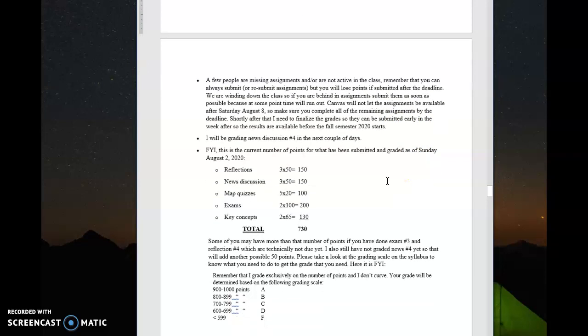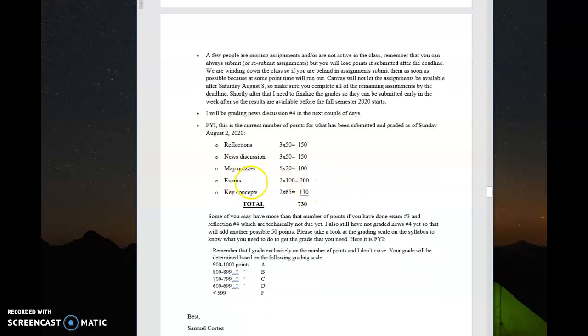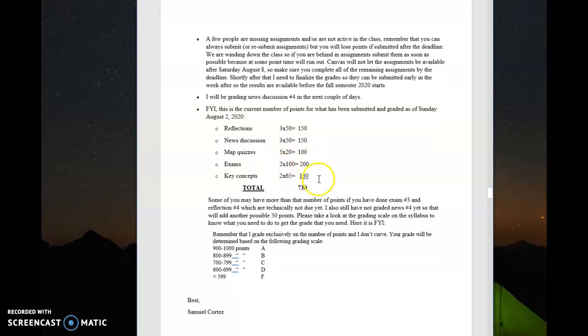I'll be grading discussion number 4 in the next couple of days. For your information, this is the current number of points for what has been submitted and graded as of Sunday, August 2, 2020. Reflections, 3 times 50, 150 points. News discussion, 3 times 50, 150 points. Math quizzes, 5 times 20, 100 points. Exams, 2 times 100, 200 points.